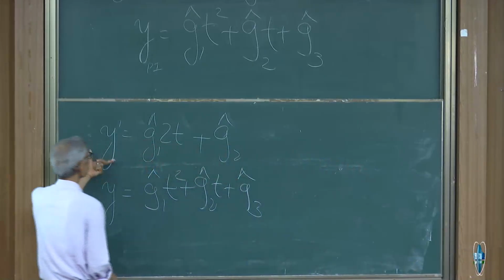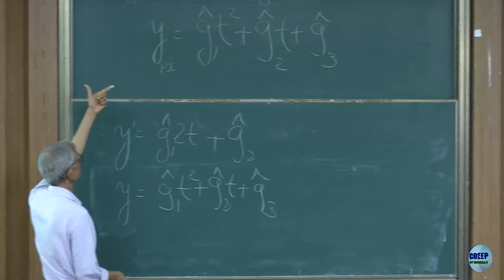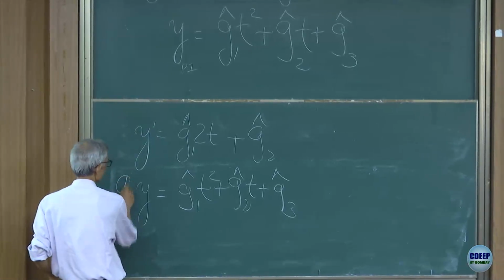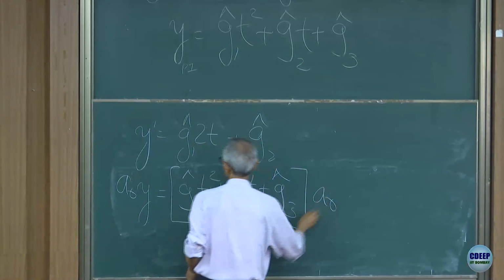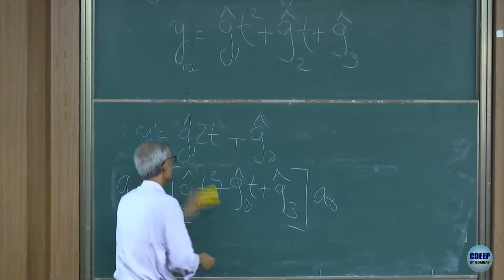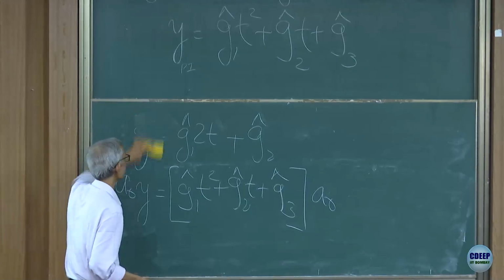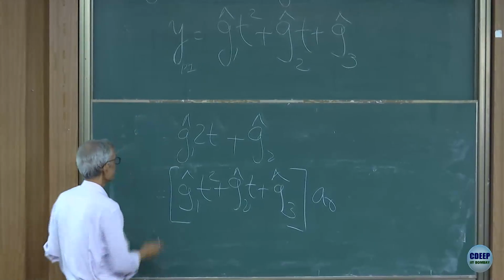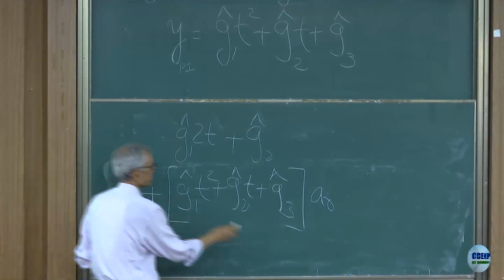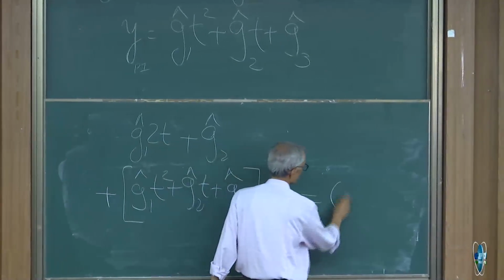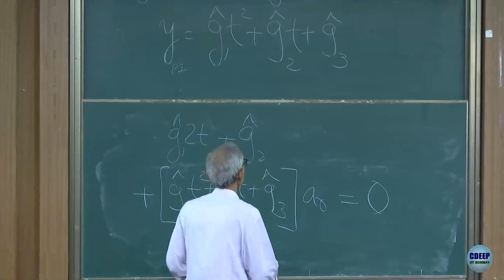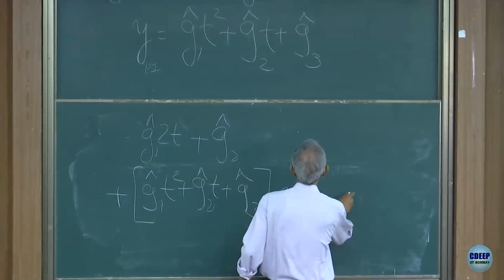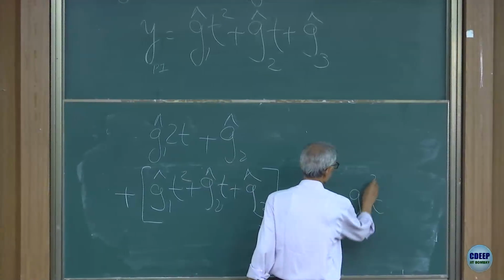So y prime, which was the original equation, plus a naught times y. So if I plug that y particular in there, I just get this plus this is equal to 0, and that's what you see on the right hand side. Sorry, this plus this is equal to g1 t square.